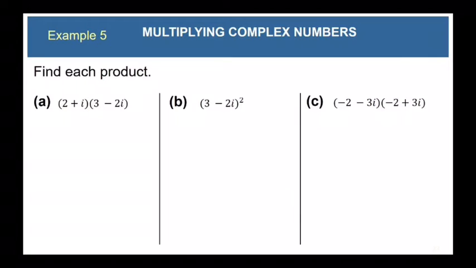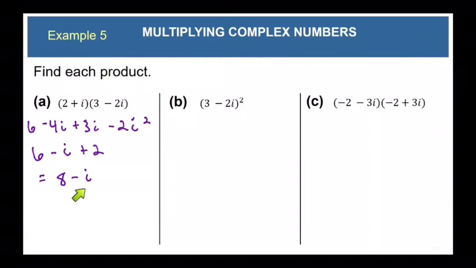So first times first is 6. Outer times outer is minus 4i. Inner times inner is going to be plus 3i. And last times last is going to be minus 2i squared. Now on this one we'll take a shortcut and, instead of writing out that i squared is negative 1, let's just mentally do it. So we know that now negative 4i plus 3i is going to make minus 1i. And then negative 2 times negative 1 is going to make positive 2. And then combine your real numbers. 6 plus 2 is 8. So we have 8 minus i.